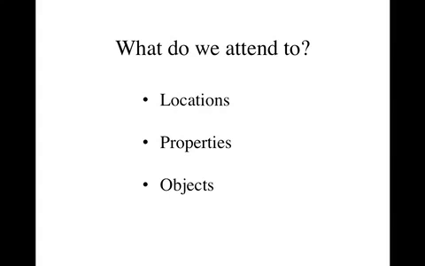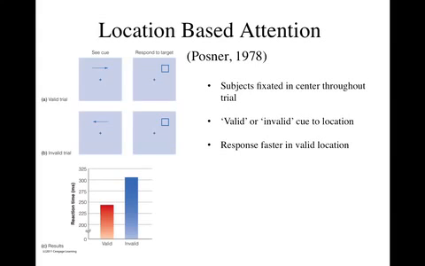Then we discussed what types of things we can pay attention to, and we've talked about three basic ones: locations, properties, and objects. We discussed Posner's famous 1978 experiment showing that people can pay attention to locations, and they can do so in a covert kind of attention task. And you guys did a cog lab on this. People would look at a central fixation and maintain fixation throughout. They wouldn't move their eyes and were given a cue, and the cue was either valid or invalid. What valid meant is that on valid trials, there would be some target that would show up in the location that the cue was pointing to.